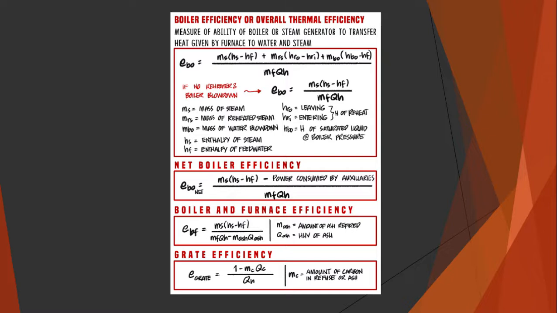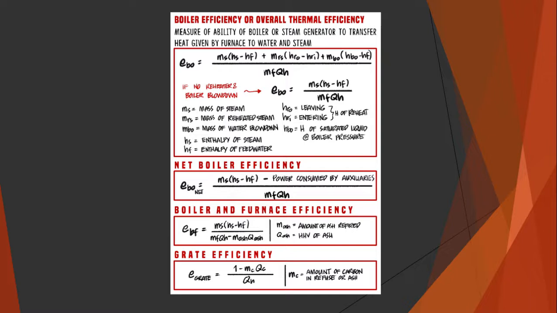Boiler and furnace efficiency. Mass of steam, open parenthesis, entropy ng steam minus HF all over MF times QH minus the ating amount of ash required at UAsh. Ang HHV po ay higher heating value.